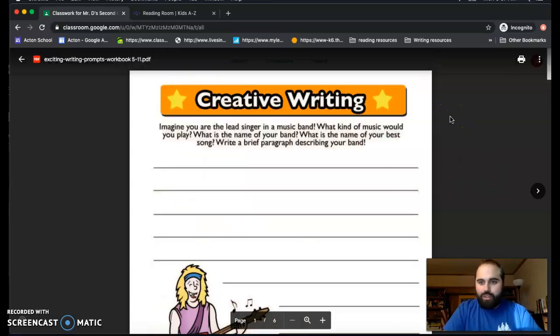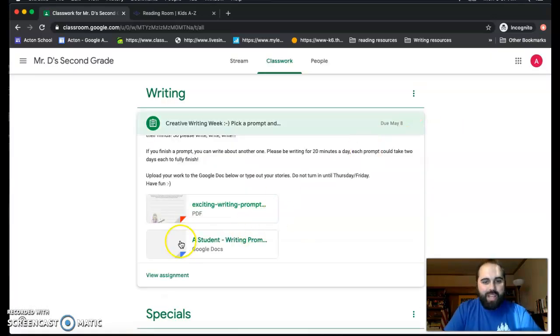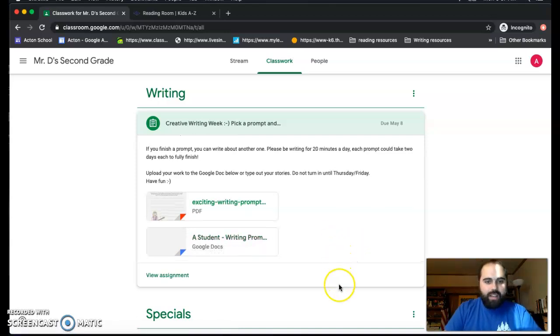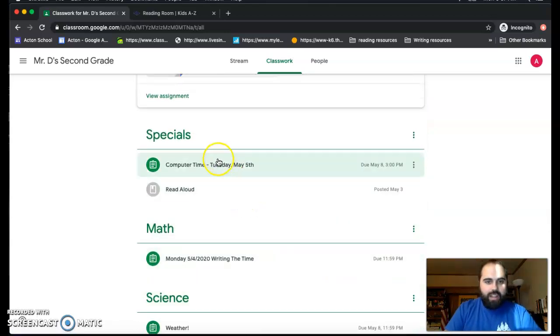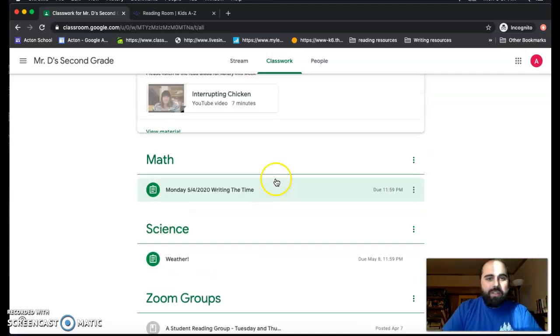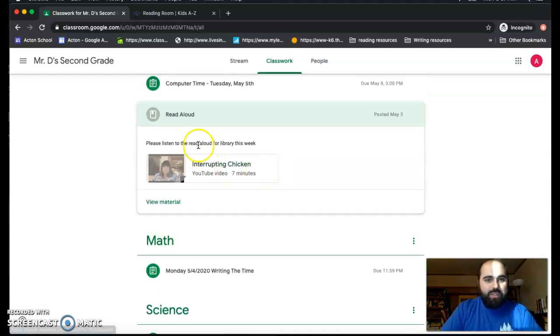Please don't rush through these. Be as creative as possible. And there's a Google Doc right here for you to do all of your work in, or you can upload all your pictures to it. All right, your special today is not a computer, that's for Tuesday, it is read aloud. And actually, that shouldn't be for Tuesday. I'll have to fix that. Your read aloud today is right here. Please listen to the read aloud for library this week right here.